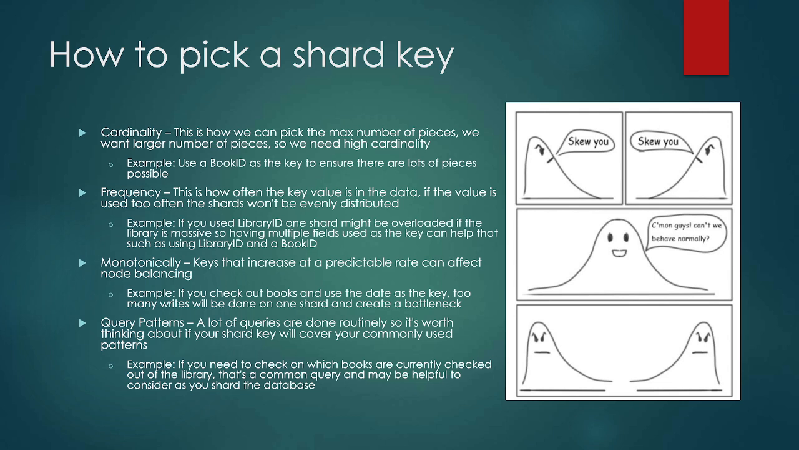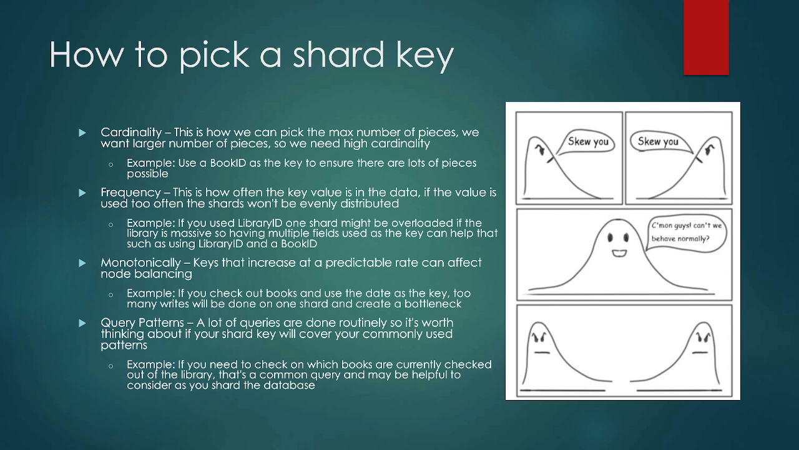So the sharding key is actually really important and how we can make sure that the database is getting broken up correctly. To pick a sharding key, you have to keep in mind quite a few things, but I'm going to say these are going to be the top things to keep in mind. So, cardinality. This is how you pick the max number of pieces. You want larger number of pieces, potentially, so you need high cardinality.